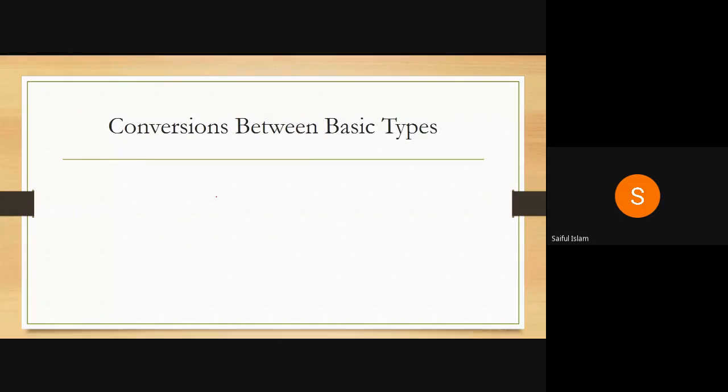Now, conversion between basic types. Let's take a case. When we write a statement like this, an integer variable is assigned a value from a float variable. Here you have an integer data type, here you have a float data type. Now this is to be assigned to an integer variable. The value is of type float, and the variable is of type integer.